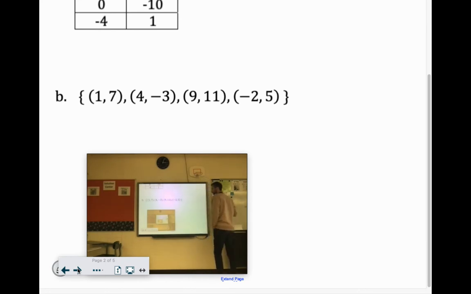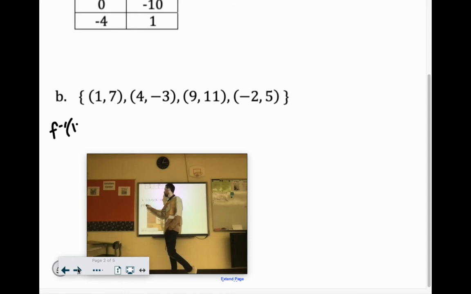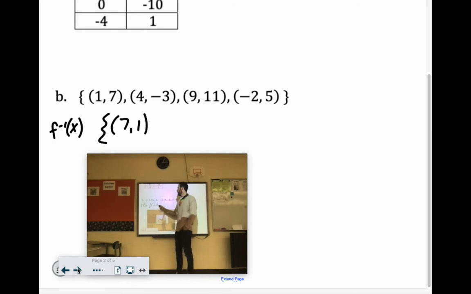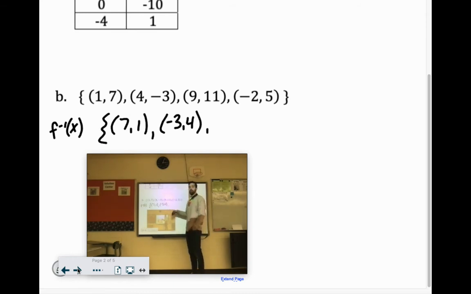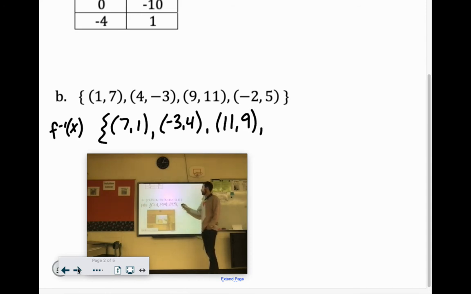Here they listed them for us. Let's list the inverses of them. 1, 7 becomes 7, 1. 4, -3, you know it's -3, 4. 9, 11, never forget to reverse your coordinates as well, 11, 9. And then -2, 5 becomes 5, -2. There we go.